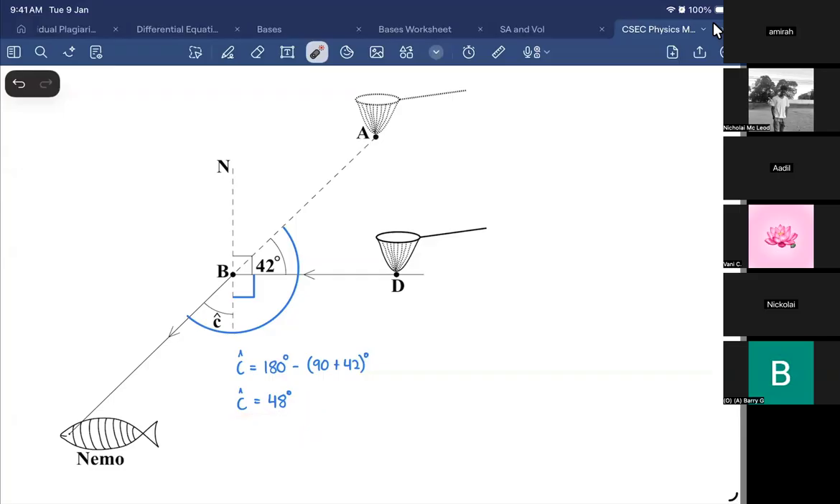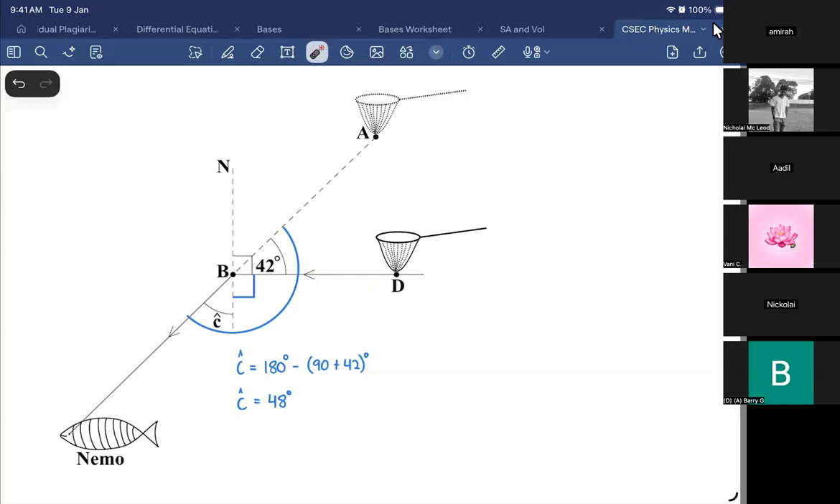But we'll see how this question goes. It's looking like it's a critical angle though, but we'll see. Maybe they give a different refractive index or something. But that's the answer for C. Everybody understand that? 48 degrees?